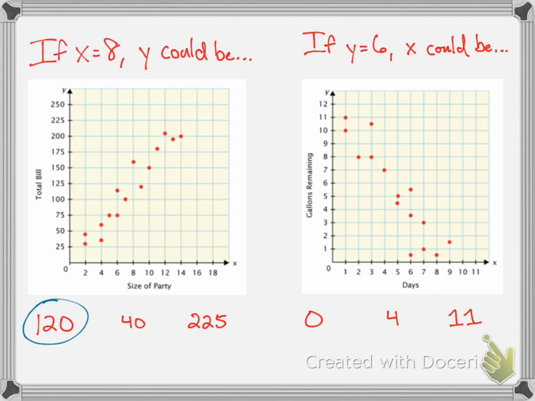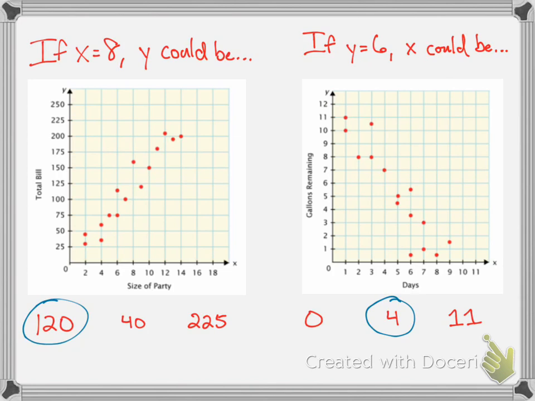If I tell you the y value is 6, x could be 0, 4, or 11. So if y is 6 and x is 0, so here I am making that blue x, that doesn't seem to fall in line with the trend, since 0 doesn't seem to make any sense there. If y is 6 and x is 4, that seems to fall in line pretty nicely with the rest of my points. So for right now, I'm going to say the x value could be 4.